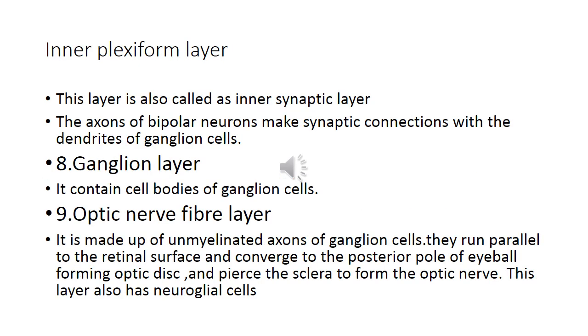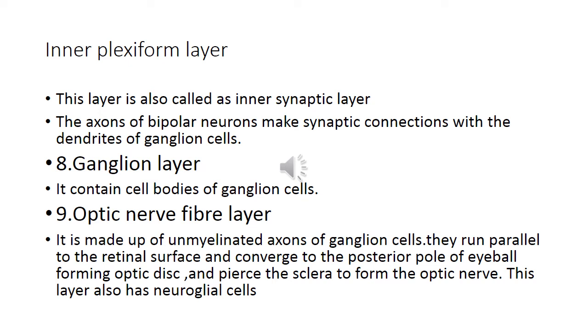Now coming over to the inner plexiform layer, this layer is also called as the inner synaptic layer. You have studied the outer synaptic layer, now this is the inner synaptic layer. In this region, the axons of the bipolar neurons make synaptic connections with the dendrites of the ganglion cell. In addition, the processes of the amacrine cell and interplexiform neurons are also running, and they are also making synapses with the processes of the bipolar cells and the ganglion cells.